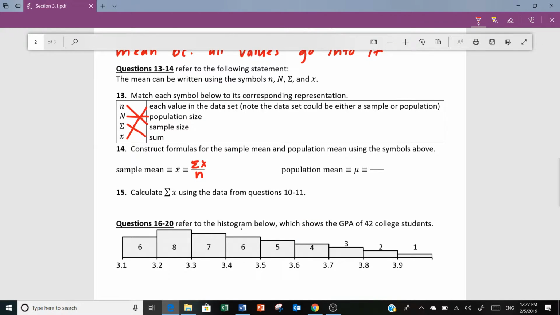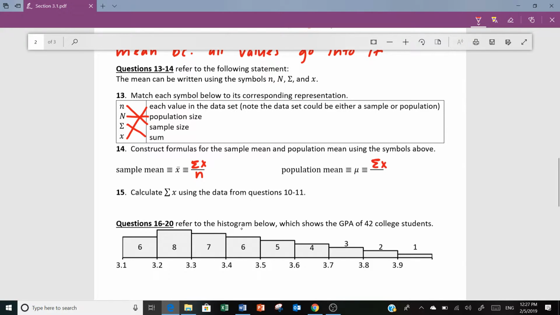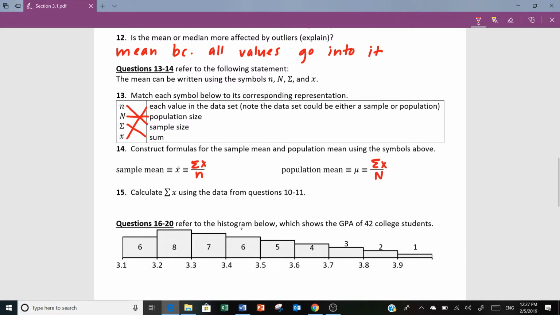Okay, population mean. Are you still summing? Yes. And what do I want to sum? Each value in the data set, and then I'm putting big N on the bottom because it's a population instead of a sample.